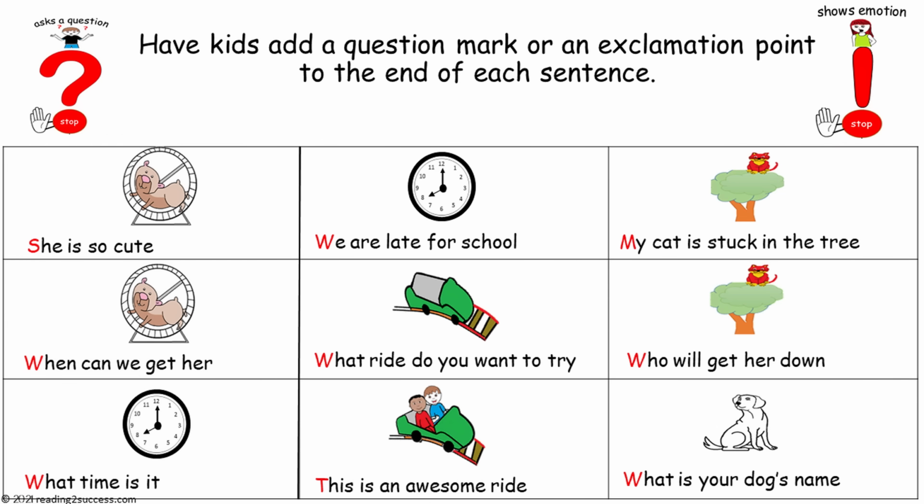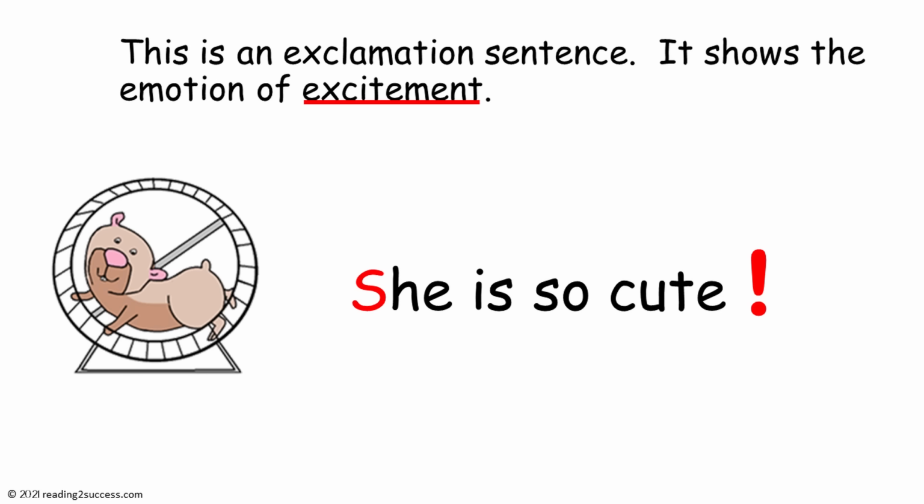Have kids add a question mark or an exclamation point to the end of each sentence. Remind kids if the sentence is asking a question, it needs a question mark. And if the sentence is showing strong emotion, it needs an exclamation point. The first sentence is an exclamation sentence. It shows the emotion of excitement.